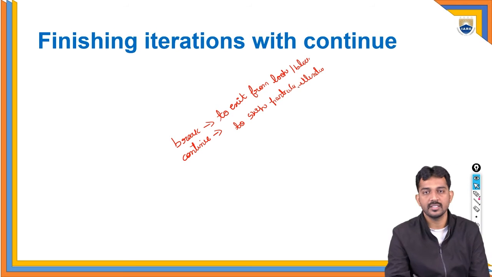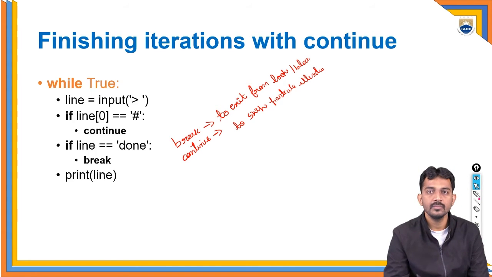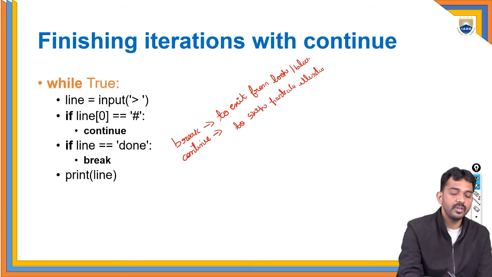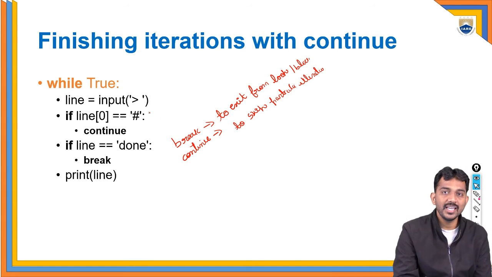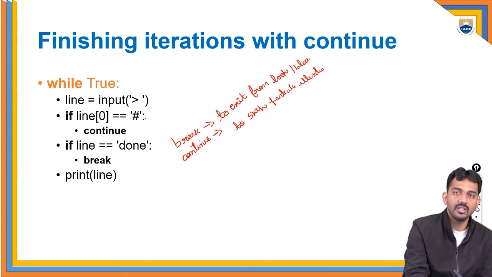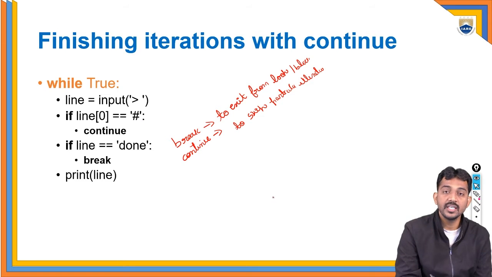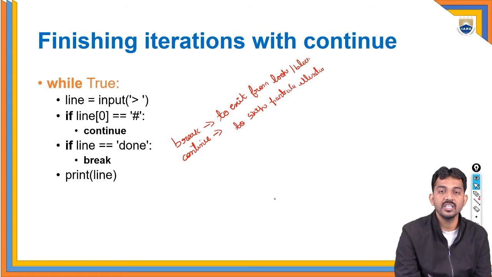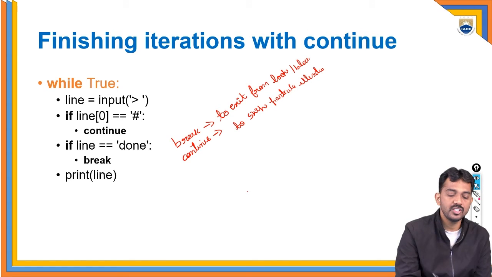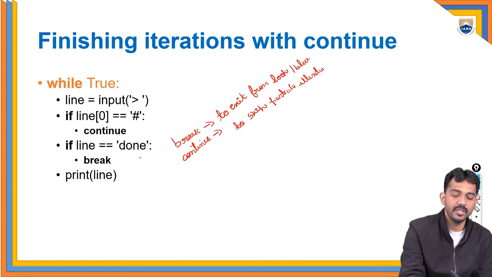I'll show you all the things. See, for example, if a line contains hash, it simply skips the statement. Instead of printing, it is going to skip the statement. If it is not, print. The done means stop.